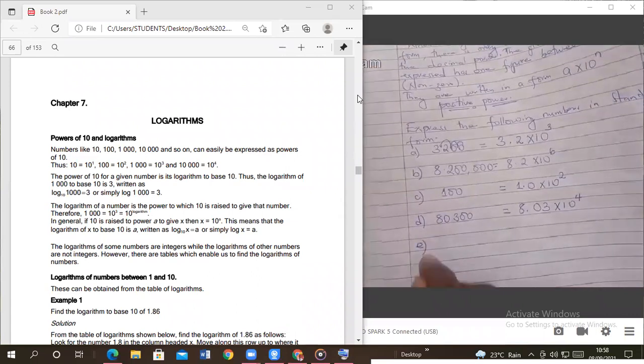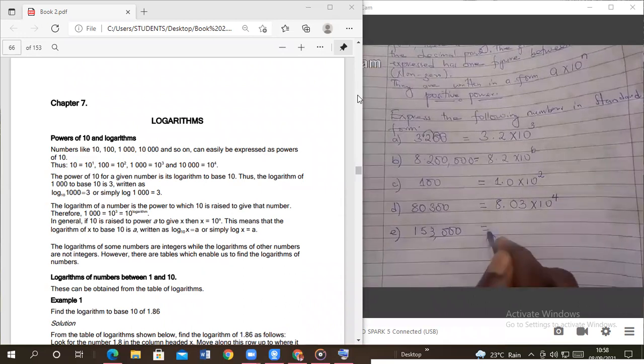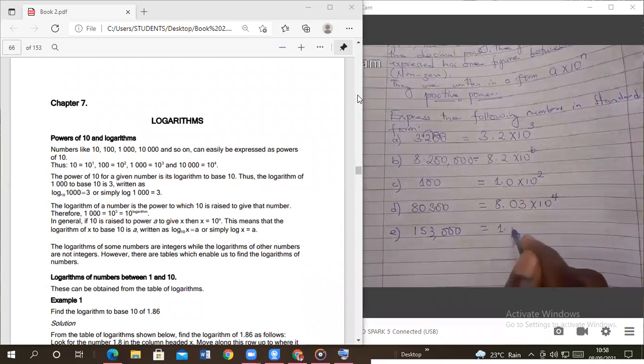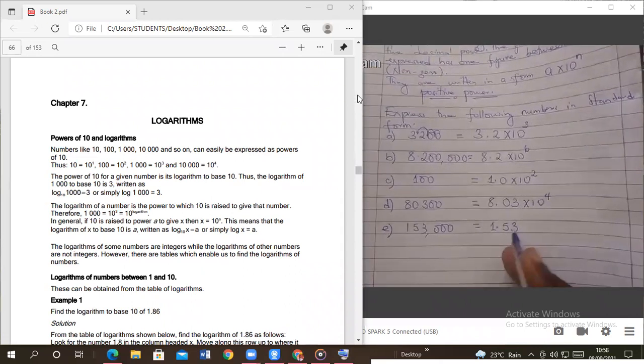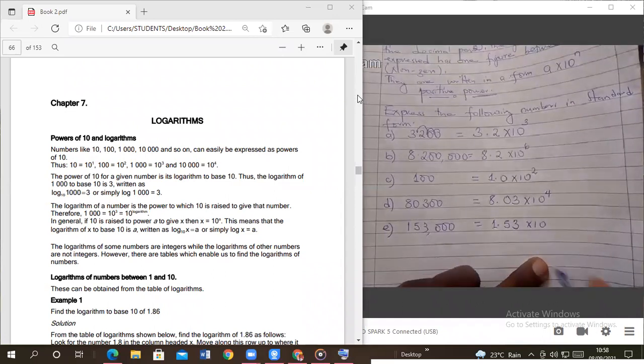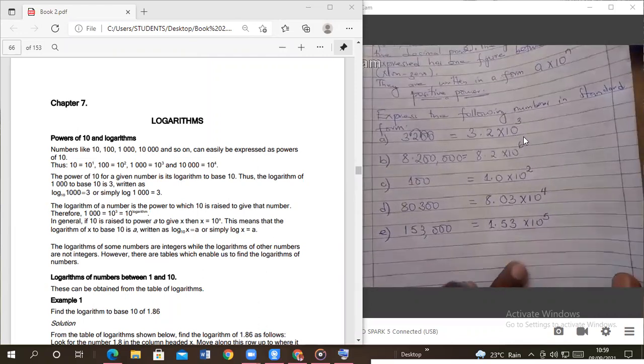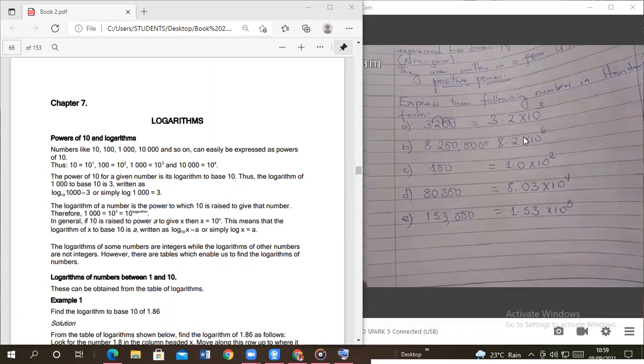Let me just give one. This time I have this one. What is this one in standard form, members? 153,000 in standard form. You get 1.53 times 10 to the power 5. To the power what? To the power 5. Good. What about this one?